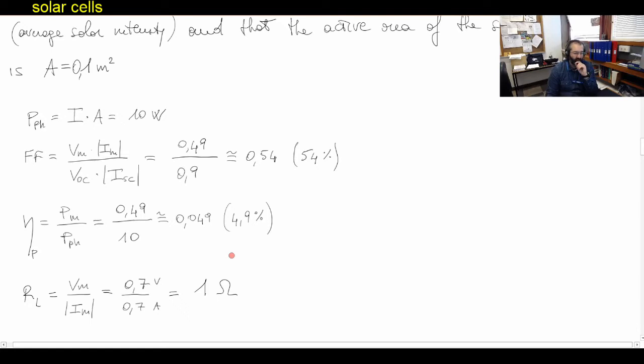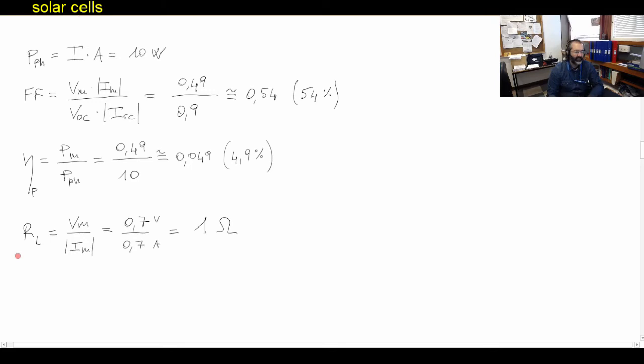And finally, we can calculate the load that must be used to ensure that the device is providing the load with the maximum power. So the load that must be used is Vm over Im, which is 1 ohm. Okay. So this is just to understand how important the choice of the load we attach to our solar panel is, to make sure that we maximize the way that we are using the energy produced by the solar cell. Okay.